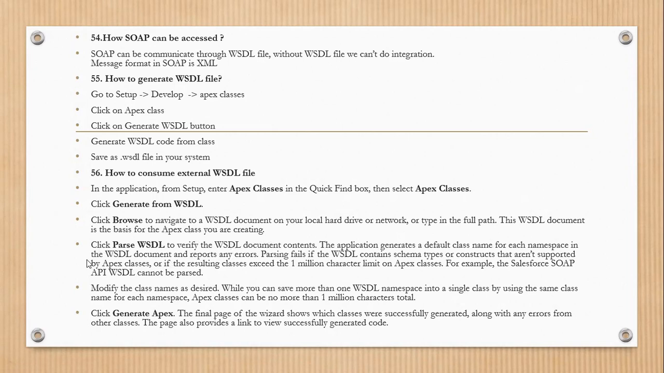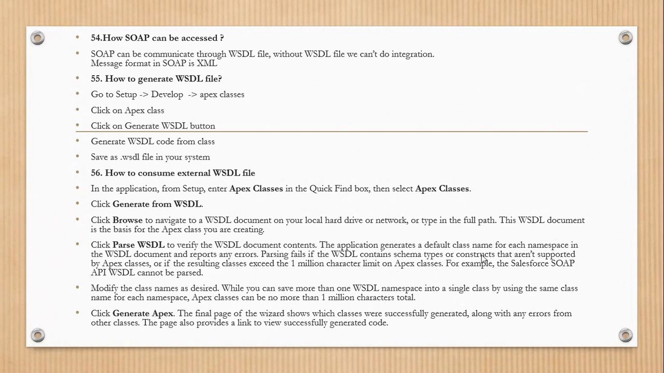Next, click Parse WSDL to verify that the WSDL document contains supported schema. The application generates a default class name for each namespace in the WSDL document and reports any parsing errors. If the WSDL contains schema constructs that are not supported by Apex classes, or if the resulting classes exceed the maximum character limit of Apex classes.